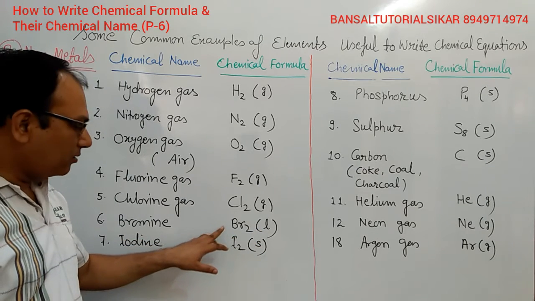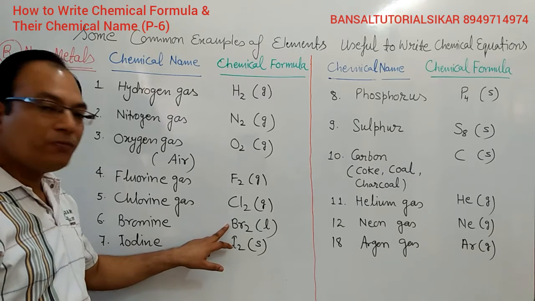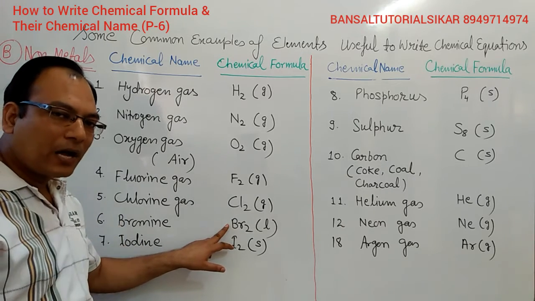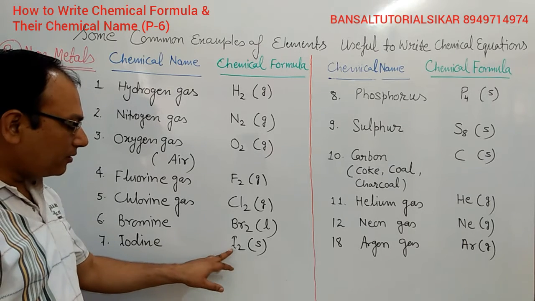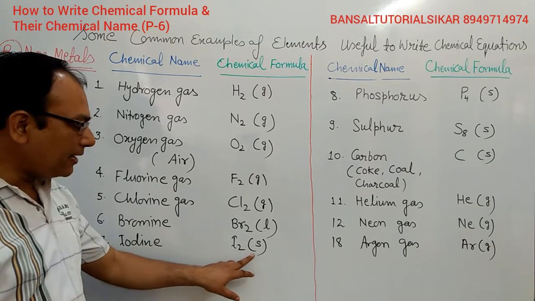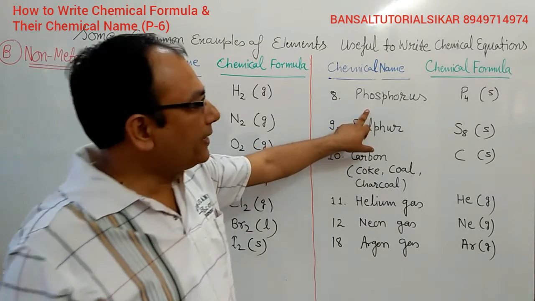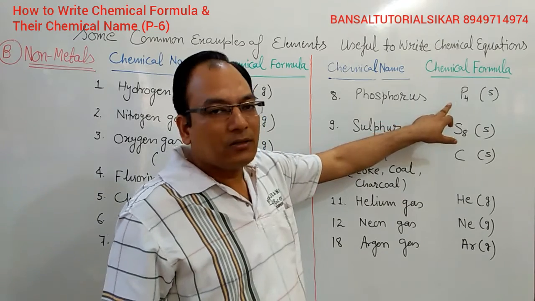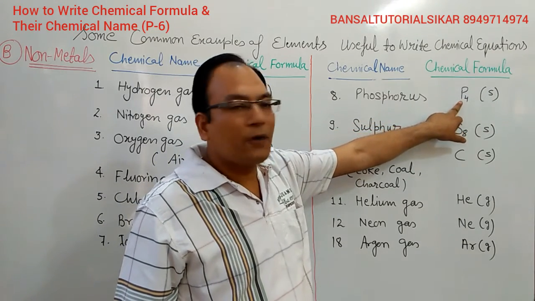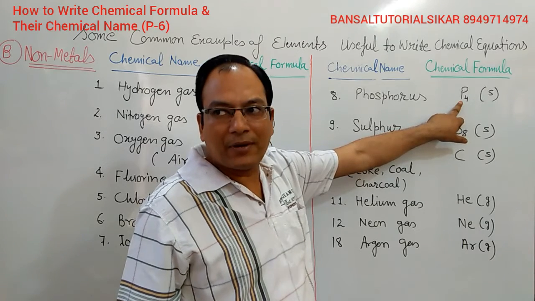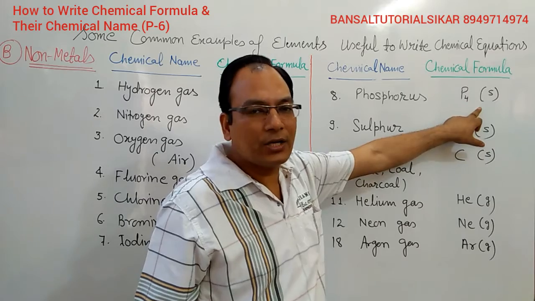It is harmful to our eyes. A person can go blind if its fumes go into the eyes. Iodine is also diatomic. We will write down the formula I2, and it exists as a solid. Phosphorus is a polyatomic nonmetal, and one molecule consists of 4 atoms of phosphorus, and we will write down P4. It exists in solid condition.